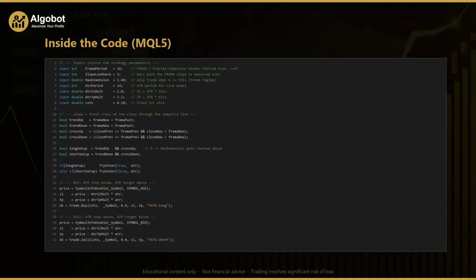At the top are the inputs that shape the strategy. FRamaPeriod, defaulting to 16, is the window for both the adaptive line and the fractal dimension. Slope lookback of 3 sets how many bars back we measure the line's slope.